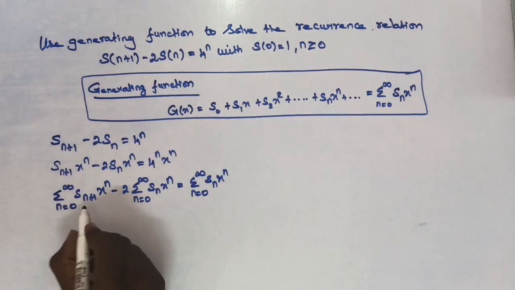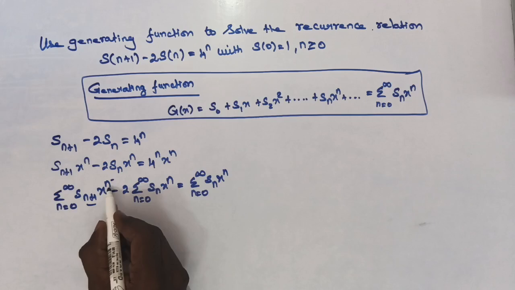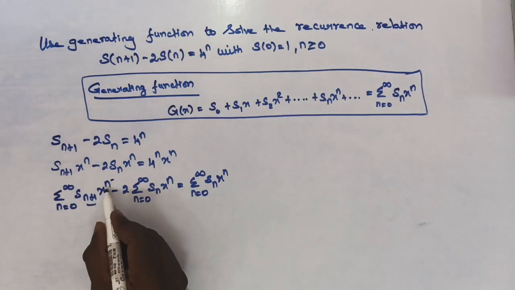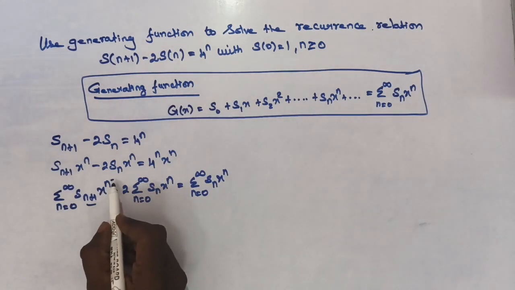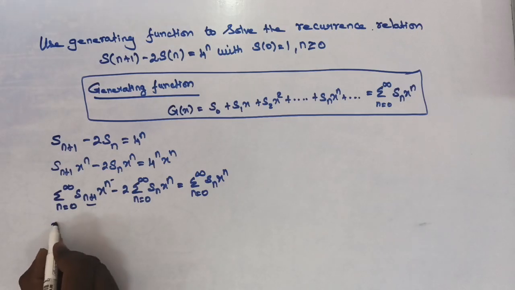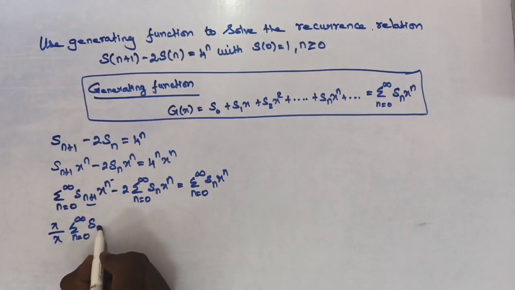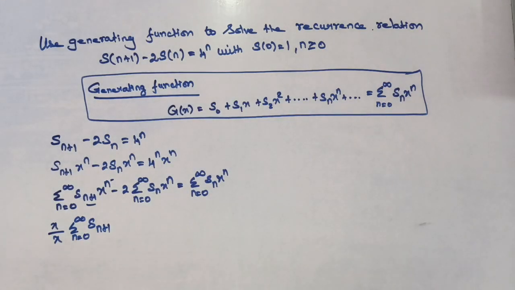Now you can see the suffix and the power are different. If they are different, n plus 1 and n, we need to make the suffix and the power of x equal. So if I want to make them equal, I need n plus 1, so I'm going to multiply and divide by x, so the value will not change. Summation of n equal to 0 to infinity S(n+1), and I can take that x inside the bracket.